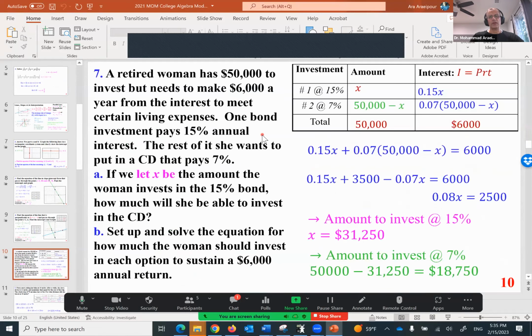This was an investment problem, which is a kind of mixture problem. The reason it's called a mixture problem is because these two parts, the volume or the amount in this case, add up to this constant. That's what's called a mixture problem.